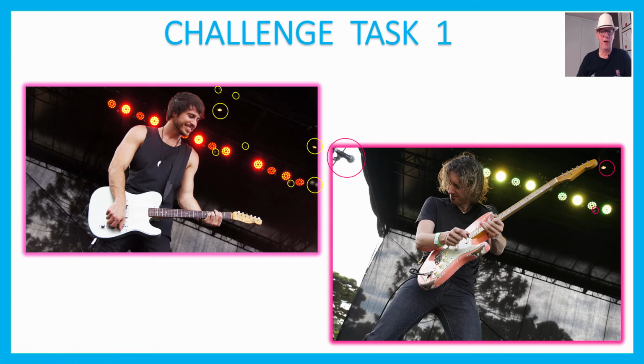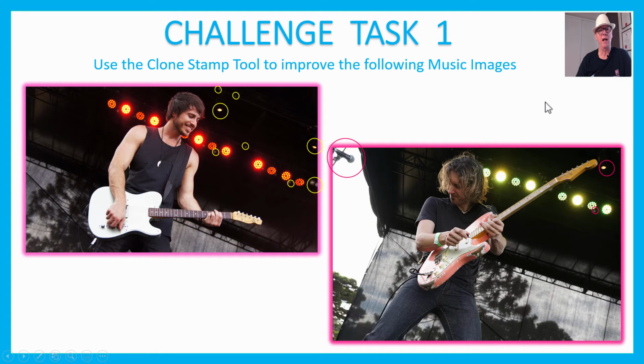Now, here's a couple of challenges. Task 1 is to take these other images which are available in the downloads, and just to use the clone stamp to click here to sample some black and paste it on top of these lights. All right, I want these lights in a row.